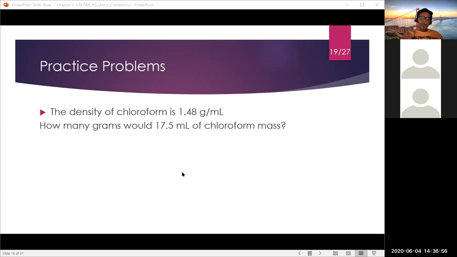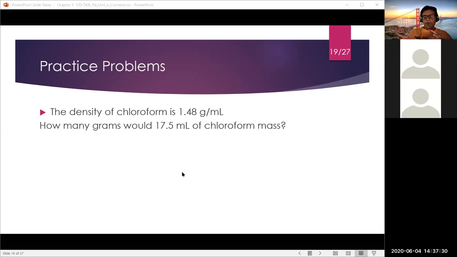All right, so we're going to do the second type of problem. The first one was simply a straightforward calculate the density. Here we go back to chloroform, which had a density of 1.48 grams per milliliter. They're asking you the question, how many grams would 17.5 milliliters of chloroform mass? Basically, if you measured out 17.5 milliliters of chloroform, how much is it going to weigh?